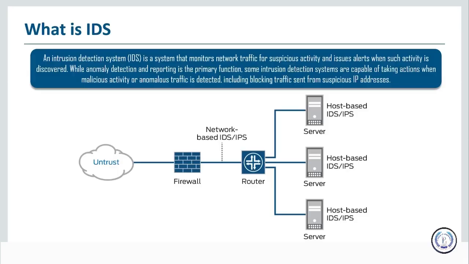HIDS have an advantage over NIDS in that they may be able to detect anomalous network packets that originate from inside the organization, or malicious traffic that NIDS has failed to detect. HIDS may also be able to identify malicious traffic that originates from the host itself, as when the host has been infected with malware and is attempting to spread to other systems.